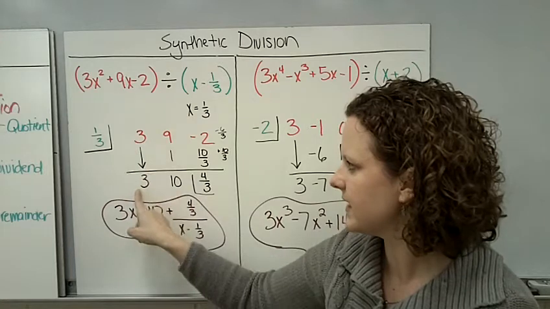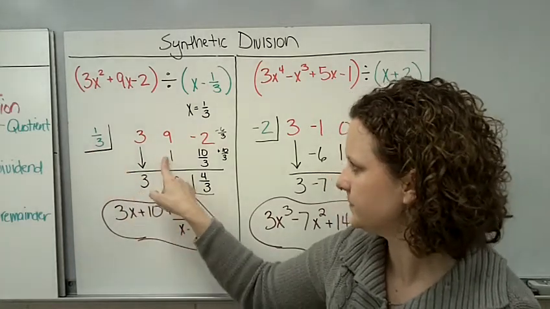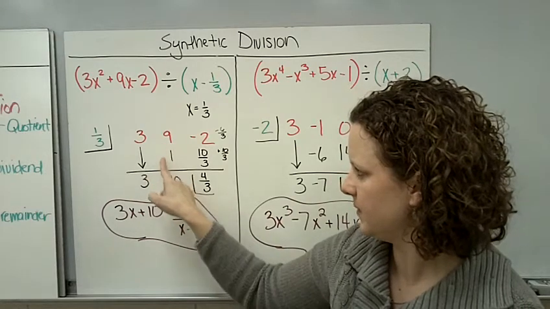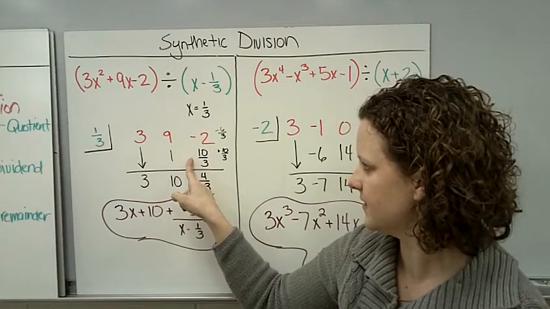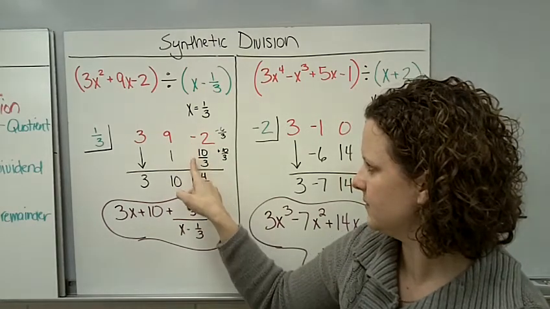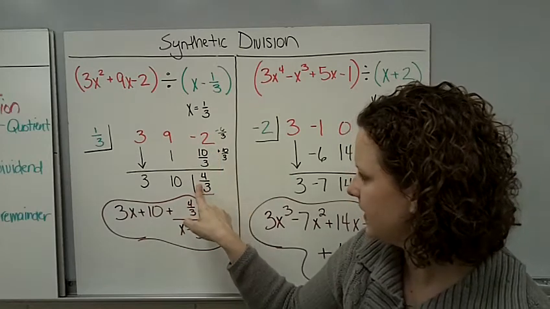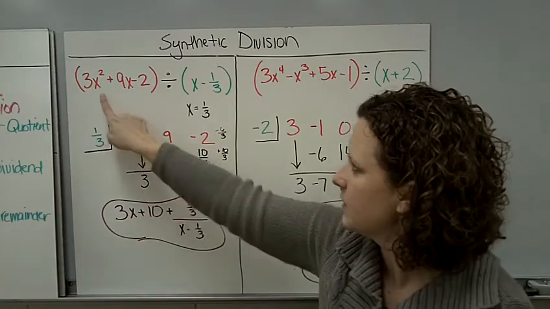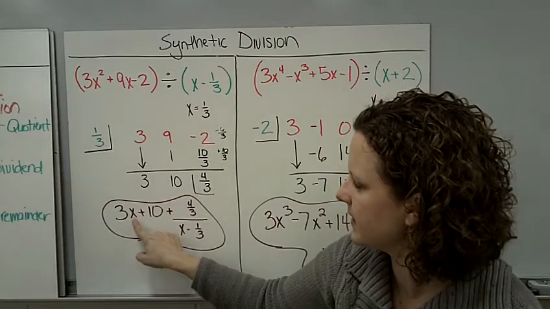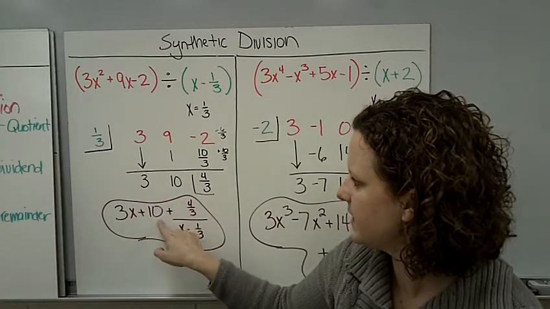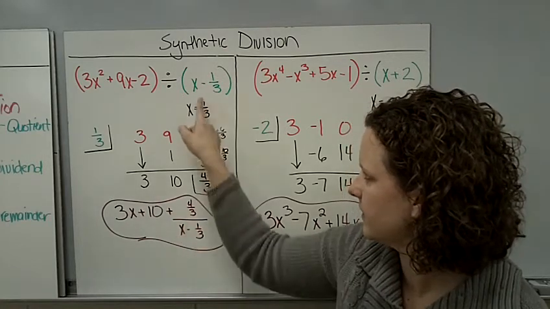So the 3 gets brought down first, every time. 1/3 times 3 is 1, 9 plus 1 is 10. 1/3 times 10 is 10/3. -2 plus 10/3, which I wrote as -6/3, plus 10/3 is 4/3. So if our problem started out with x squared, our answer is going to be an x. 3x plus 10 plus 4/3 over your divisor.